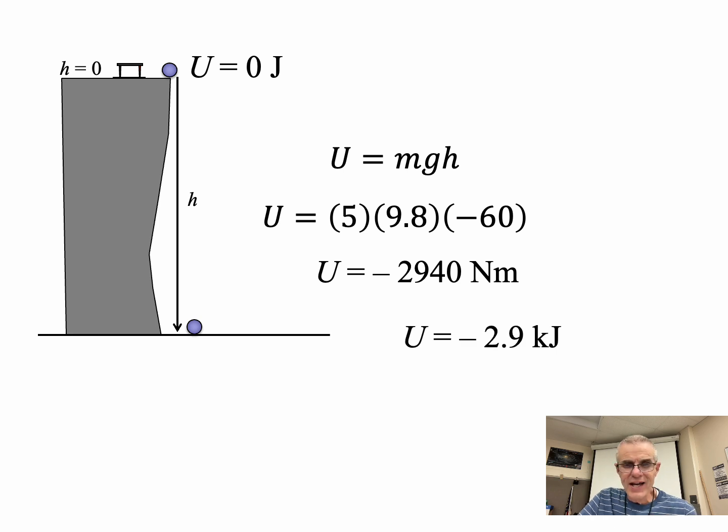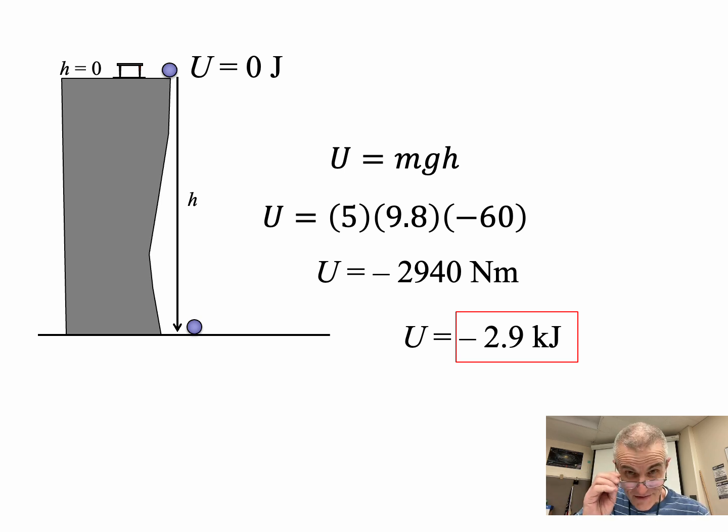Same number, but now negative, negative 2.9 kilojoules. We could say if the ball is at the base of the cliff, its potential energy is negative 2.9 kilojoules relative to the top of the cliff. So that might sound funny. How can you have negative the ability to do work? Energy is the ability to do work. Now we have negative the ability to do work.